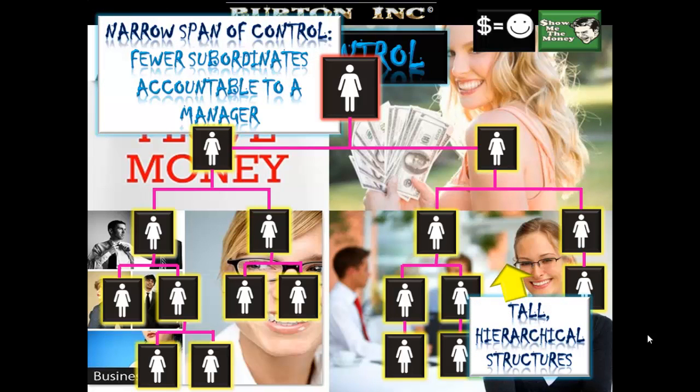Narrow span of control, there are fewer subordinates accountable to a manager. We saw before that there were 15 employees directly responsible to one manager. Here, if we look at this manager on the left, they have only got 2 people that are directly responsible to them. And below that, we have got more layers of the hierarchy. So typically, and we went over this previously, the more narrow the span of control, the more levels within the hierarchy.